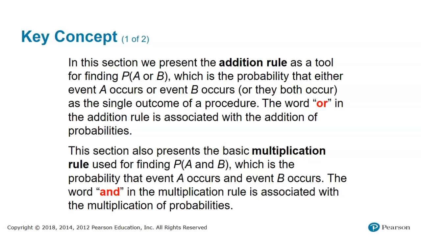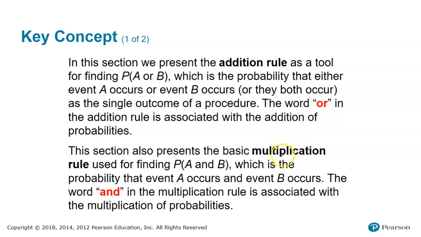Okay, so in this section, we'll be looking at the addition rule, which is a rule that we're going to be using to find the probability of A or B. This is the probability that either event A occurs or event B occurs or they both occur. So that's why it's kind of like the union of the two. Or means union, so it's the union of A or B. And the key word for the addition rule is or, as I have it highlighted here.